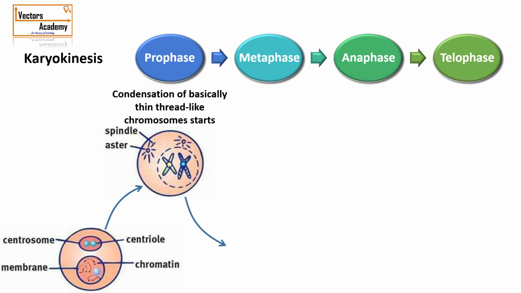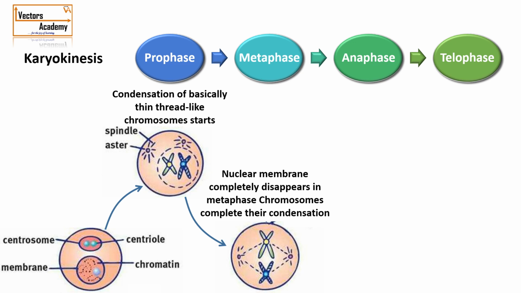Next is the metaphase. In metaphase, M stands for middle, where all the chromosomes are arranged in the middle, that is, parallel to the equatorial plane. A special type of protein fibers called spindle fibers are formed between the centromere of each chromosome and both centrioles. The nuclear membrane completely disappears in this phase.